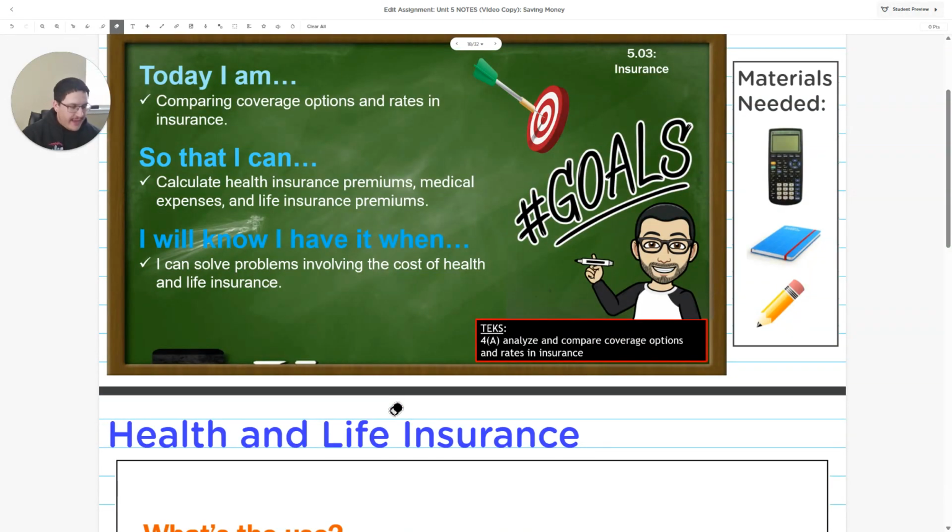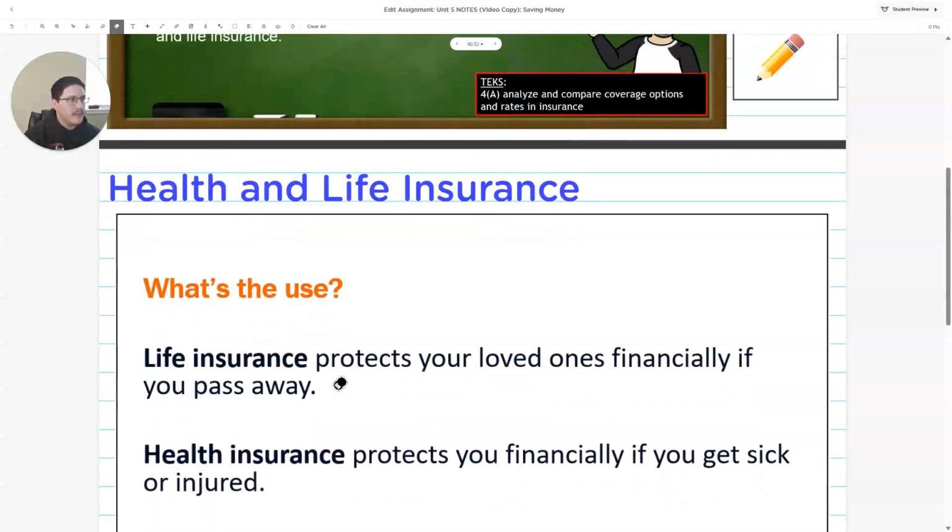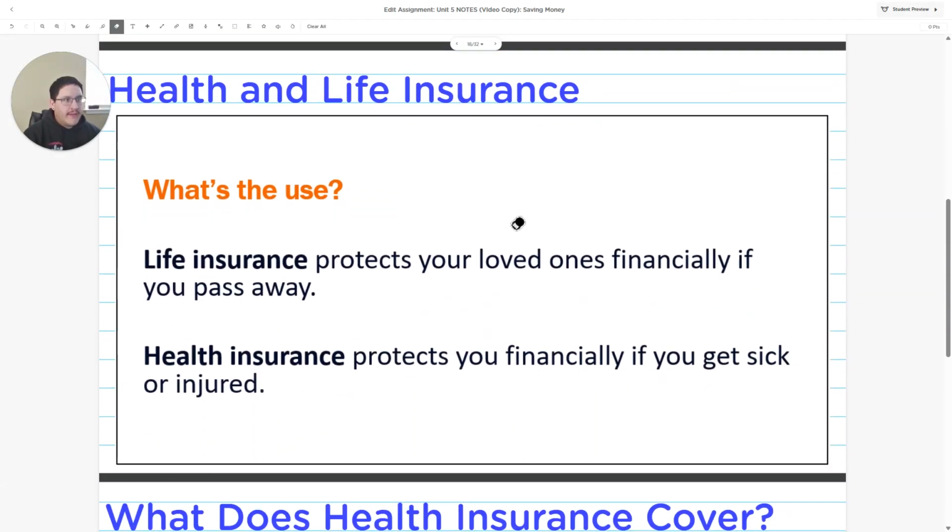Specific text we're looking at for today's lesson is 4A, Analyze and compare coverage options and rates in insurance. Health insurance and life insurance. What is either one of these used for? So, life insurance protects your loved ones financially if you pass away. And health insurance protects you financially if you get sick or injured.